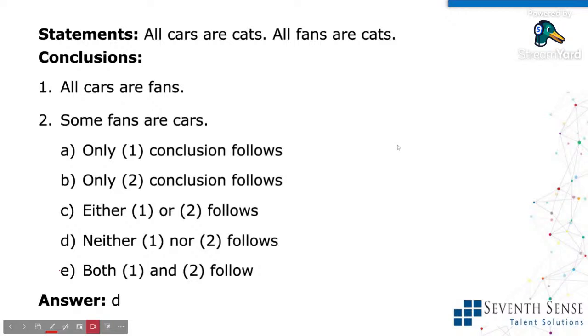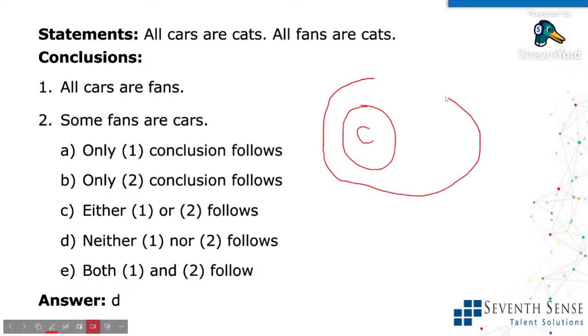Now, here, all cars are cats. So this is my cars and this is my cats. All cars are my cats. Then all fans are cats. See, we haven't had a discussion like whether these two are in an intersection or anything. So please don't add any intersection if they have not asked. All fans are cats. Now check for the conclusion.